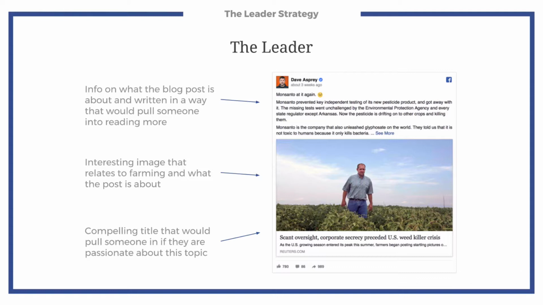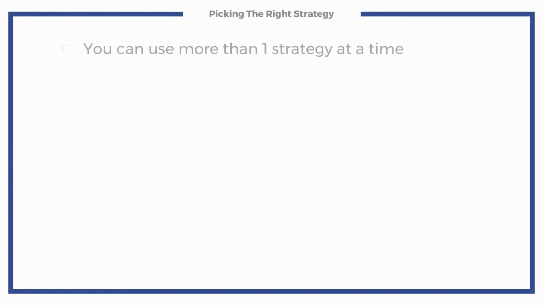The interesting image is showing a farmer, which, if you are a farmer yourself or you're really passionate about weeds, pesticides, GMOs, is going to grab your attention. And then the compelling title is either going to sway you one way or the other. You're going to click, and Dave's going to be the thought leader on this topic because you clicked on his Facebook ad. So picking the right strategy, how do you do it?